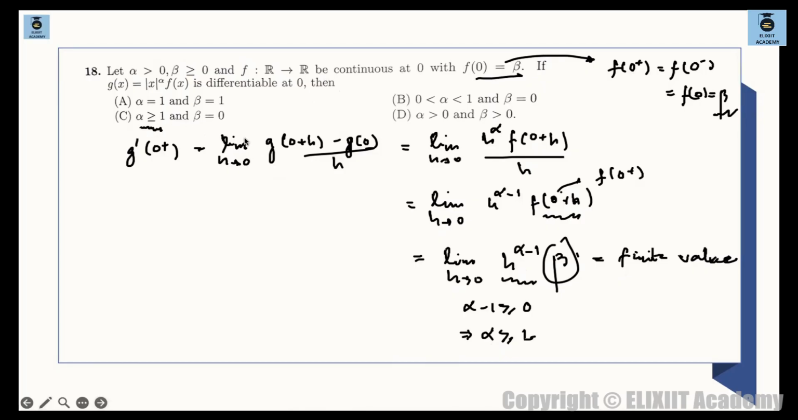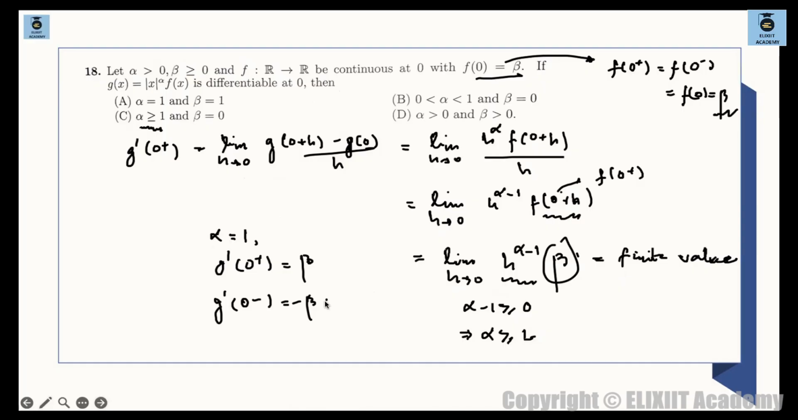But beta can be 0. Check this condition also. Because if alpha is equal to 1, then only beta will exist; the limit will depend only on beta. Everything else will become 0, so only beta will remain in that case. That means g dash of 0 plus will be beta, and similarly, if you find the left hand derivative, g dash of 0 minus will be minus beta. Check it.